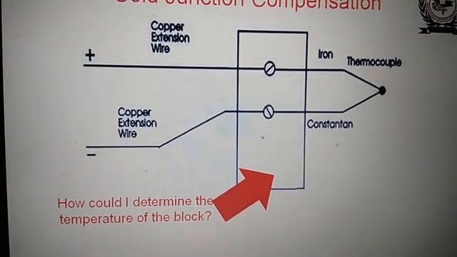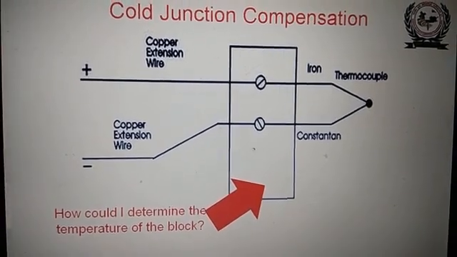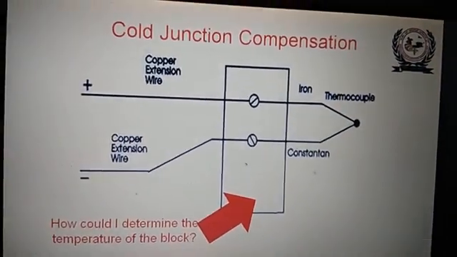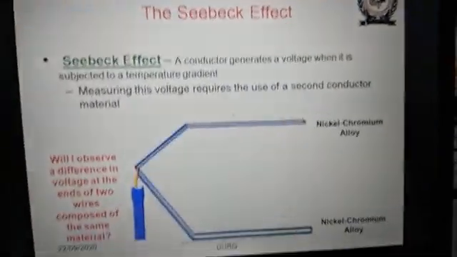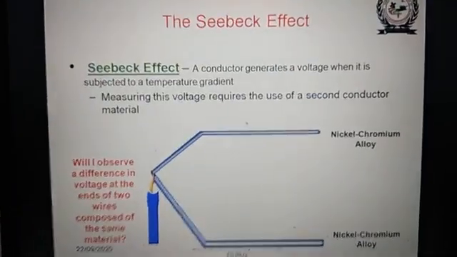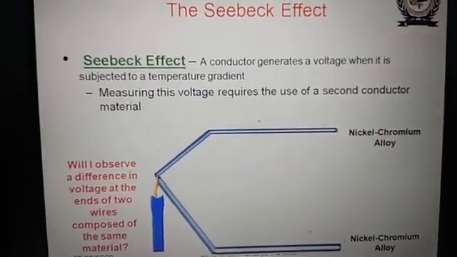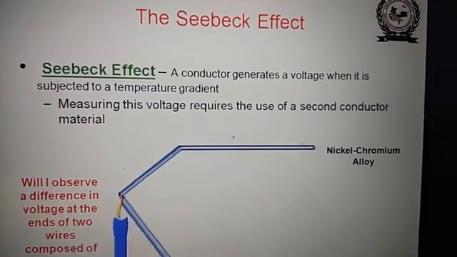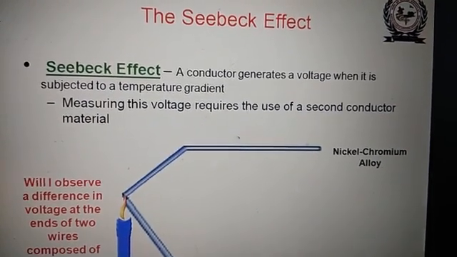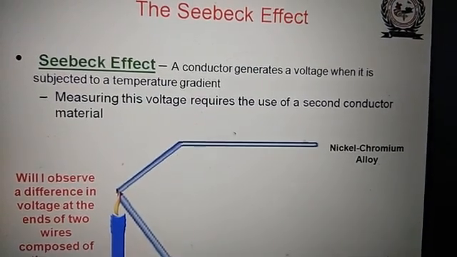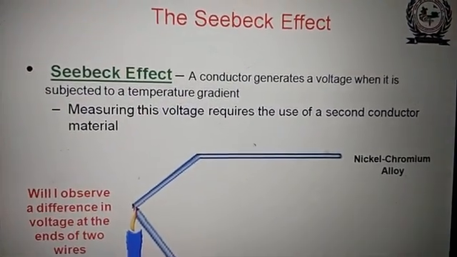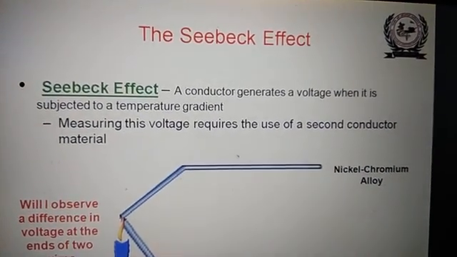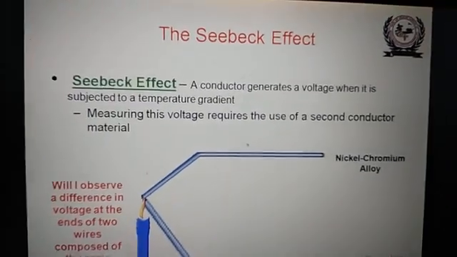How could I determine the temperature of the block? If we want to determine the temperature of the block, then we can get the change in the voltage here. This is the diagram you can see which shows the Seebeck effect. What is the Seebeck effect? A conductor generates a voltage when it is subjected to a temperature gradient. Measuring this voltage requires the use of a second conductor material.